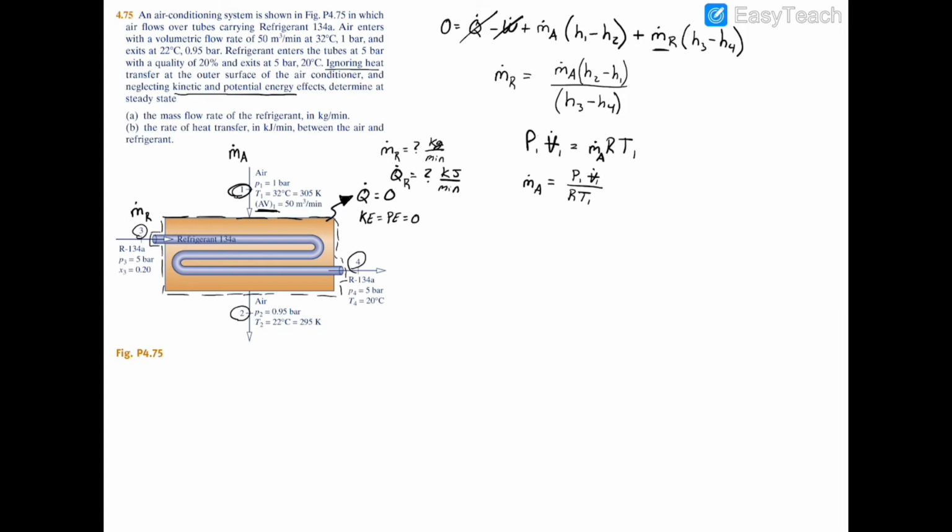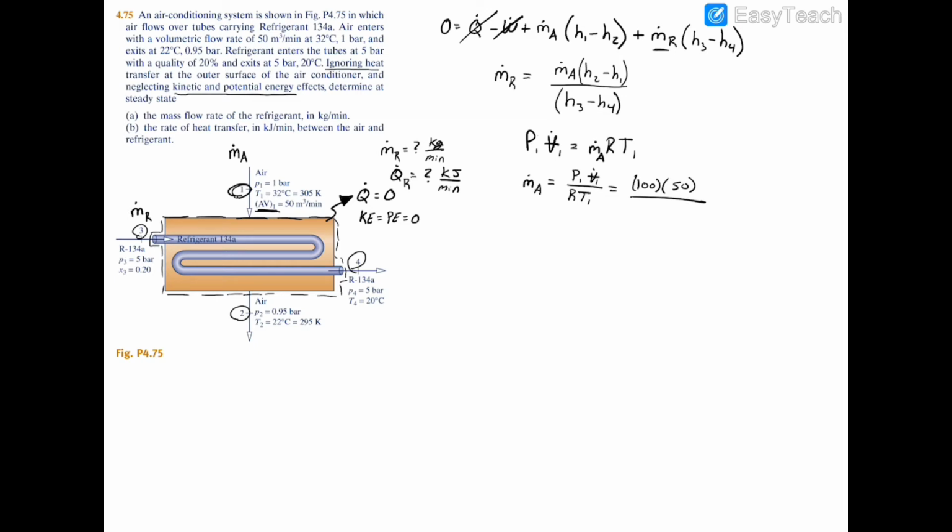And now we can plug in our numbers here. So for the pressure, we have 1 bar at inlet 1, but we're going to be using kilopascals in this instance because we're going to want our unit to be in kilograms per minute when it's all said and done. So 1 bar is going to be equal to 100 kilopascals. And the volumetric flow rate was simply given as 50 cubic meters per minute. And we're going to divide that by the gas constant.